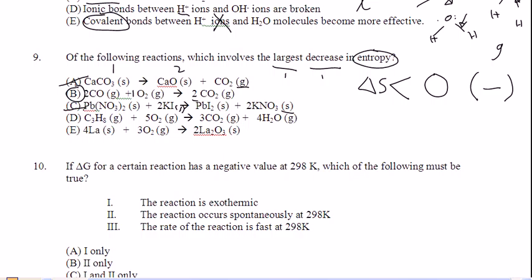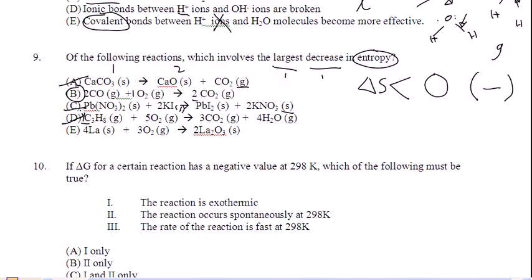In D, we're starting with 6 things that are all gases, and you're going to 7 things that are all gases. Combustion reaction is actually an exothermic reaction. It's producing energy as well. It's going to get messier. That would have a large increase in entropy.